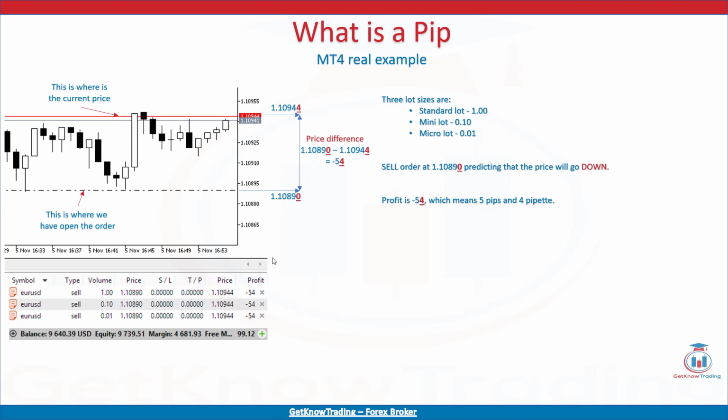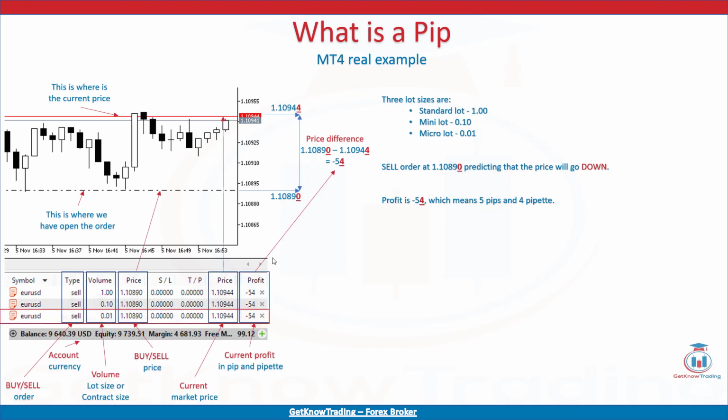On the bottom of the image you will see a list of open orders. There are 3 orders open at the same time, but with different lot sizes, to give you an overview of how it looks in MT4 when an order is open. The 3 lot sizes are standard lot size, which is 1.00, mini lot size, which is 0.10, and micro lot size, which is 0.01.